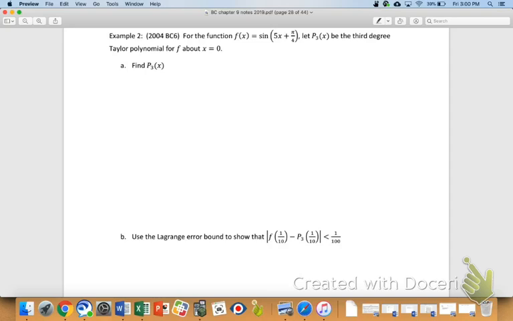I'm pretty happy with this because you're going to get one more chance to construct a Taylor polynomial on Monday. We'll do a couple more Lagrange error bounds. They'll get progressively a little tougher. I think we'll be okay. So anyway, good job. Have a great weekend. See you Monday.